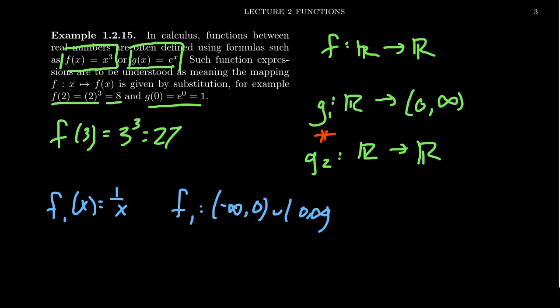And then the output, the biggest you could choose would be something like this. 0 is not an output there. But this should be specified with the function. Calculus keeps this somewhat ambiguous.